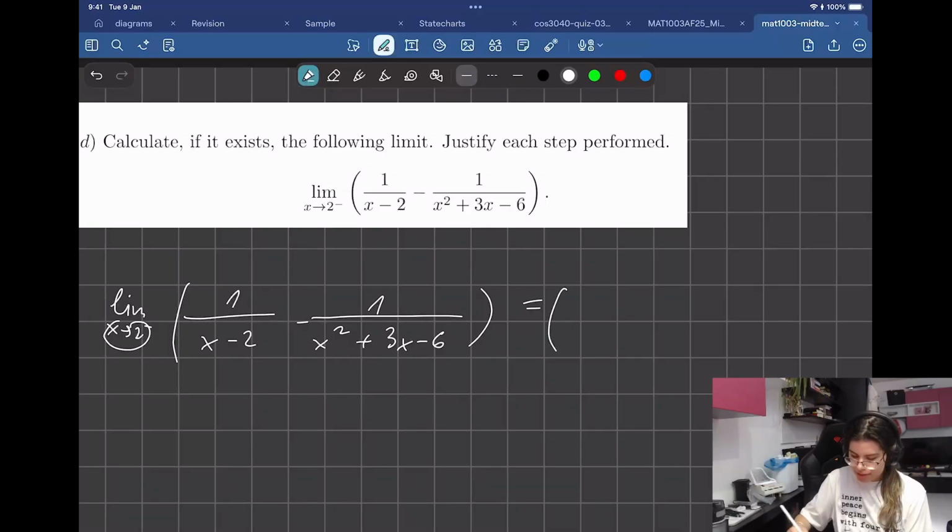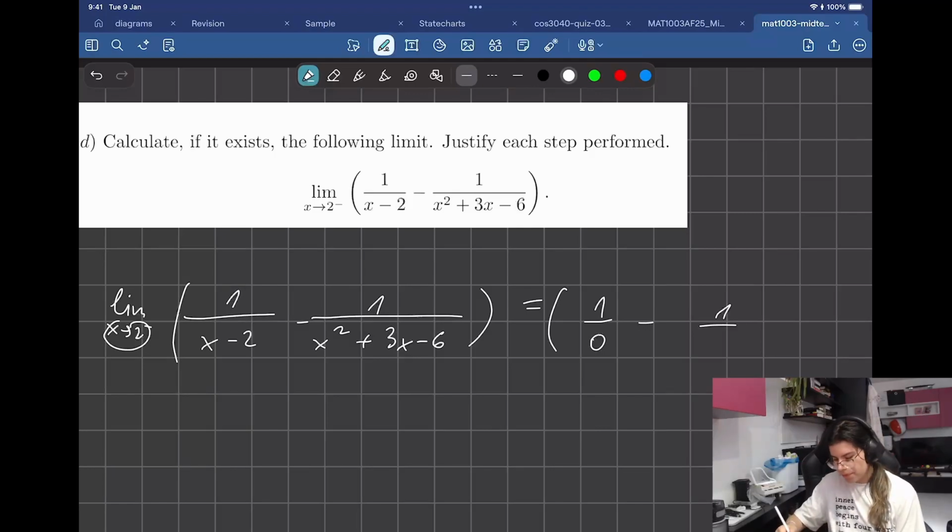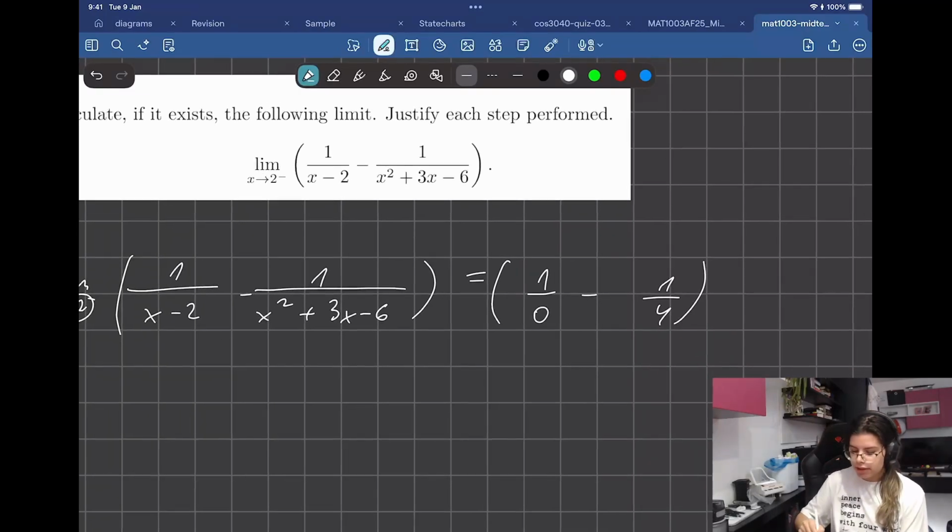And in this case, it's going to be very interesting. It's going to be 1 over 2 minus 2, which is 0. Sorry, 1 over 0. Minus 1 over, and I believe this is also going to be 0. 4 plus 6. Oh, this is not going to be 0. This is going to be 4, right? Plus 6, which is 10, minus 6 is 4. So 1 over 0 minus 1/4. Now, this you cannot solve directly, right?